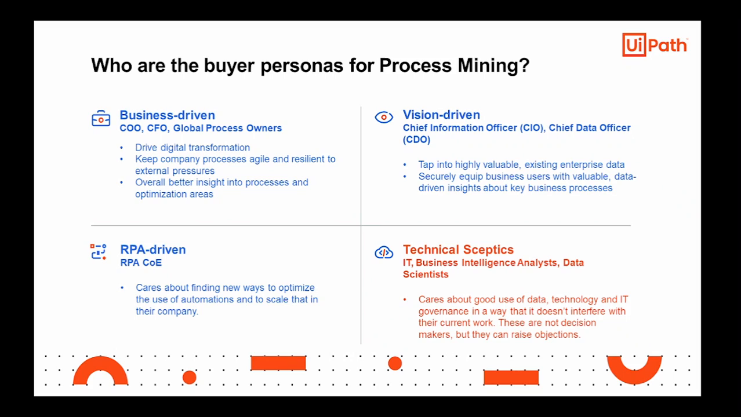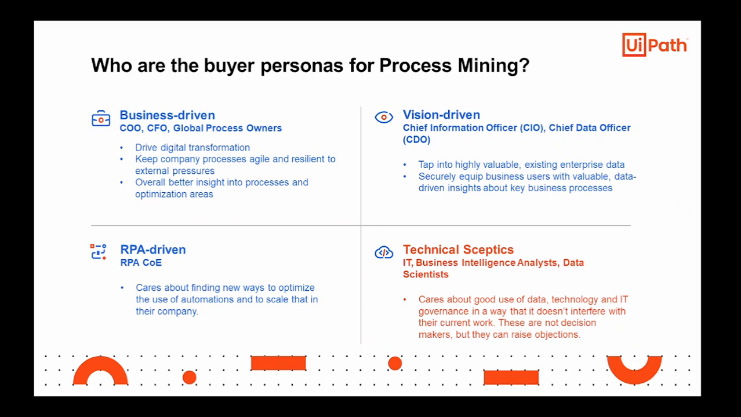Let's now introduce the three different buyer groups for process mining, which are similar to the buyer personas for RPA, but there are nuances. The first group is business-driven. They are the COOs and the CFOs, and you know those guys. But there also are global process owners who are concerned with business outcomes for specific processes that they own. They are concerned with the operational efficiency, reducing cost, and they would use process mining to drive digital transformation and making processes more resilient to external pressures and make the process perform better against the key performance indicators that are unique to every process.